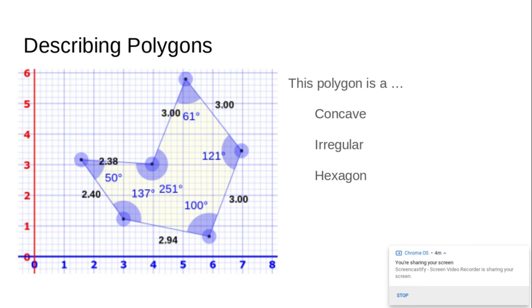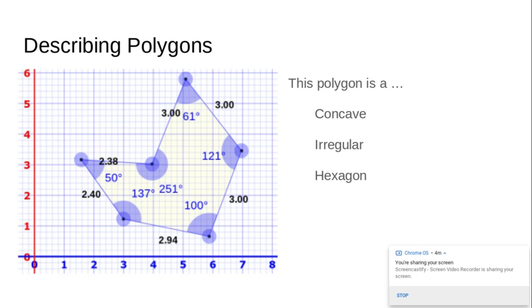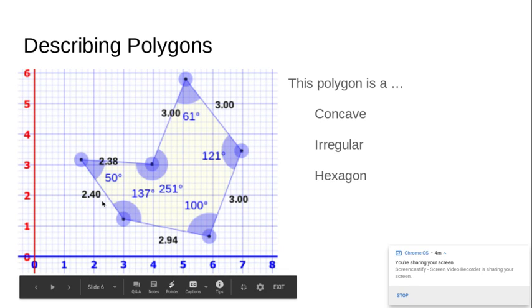So when we look at describing polygons, we're going to look at 3 things: whether they are convex or concave, regular or irregular, and then classifying them by how many sides they have. So this is concave because we have this angle right here that is 251 degrees, which is larger than 180. And it's going to be irregular because the sides themselves all have different measures written on them. Well, 3 of them have 3s, but the others do not. And then it is a hexagon because if we start anywhere you want on the shape, I usually like to start on the vertex that's on the left and go clockwise. So there would be 1, 2, 3, 4, 5, 6 sides, making that a hexagon.